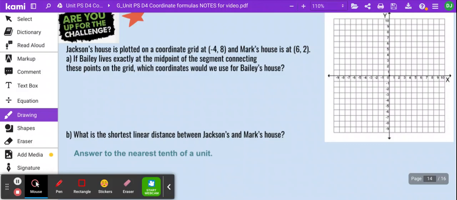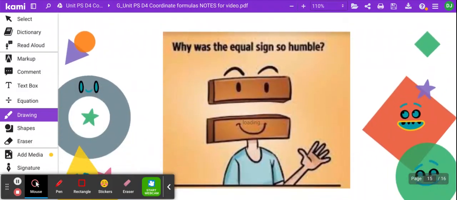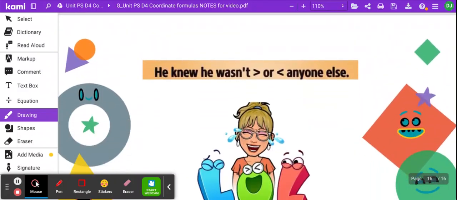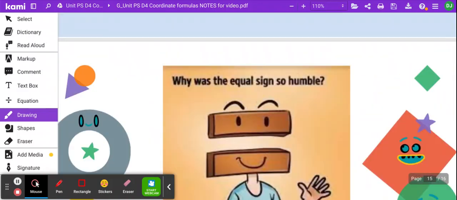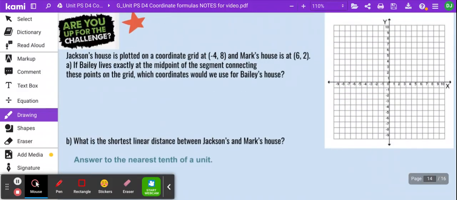If there isn't time, then we'll end on, why was the equal sign so humble? He wasn't greater or less than anyone else. I hope you laughed. It's hard to make math jokes. I know they're a little corny, but just work with me.